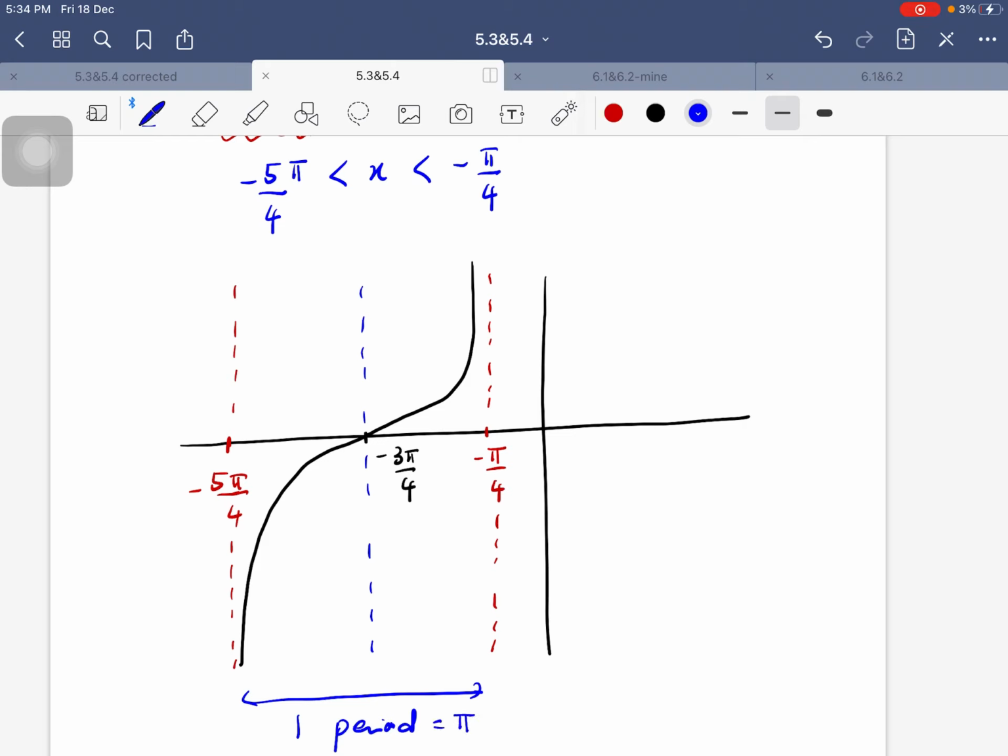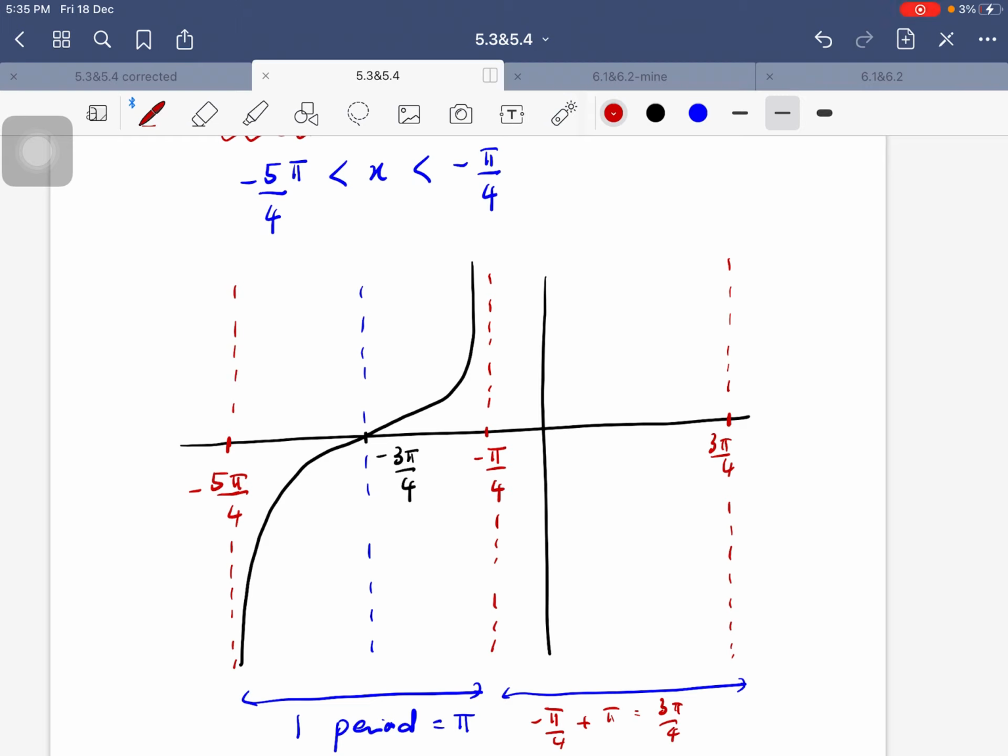So we know that 1 period is going to be pi. So therefore when we go on this side, if I wanted to have another period, we know that there's going to be another vertical asymptote. So I'm going to have negative pi over 4 plus pi. So that is going to be at 3 pi over 4. So let's see, 3 pi over 4 is going to be somewhere over here. So this is where I'm going to have the other vertical asymptote.